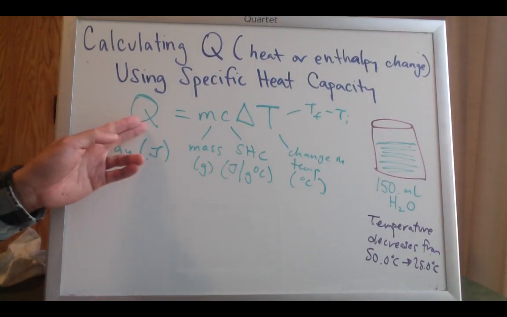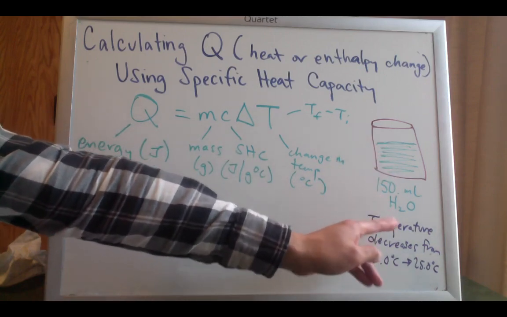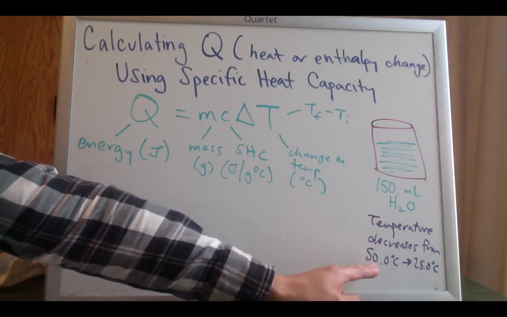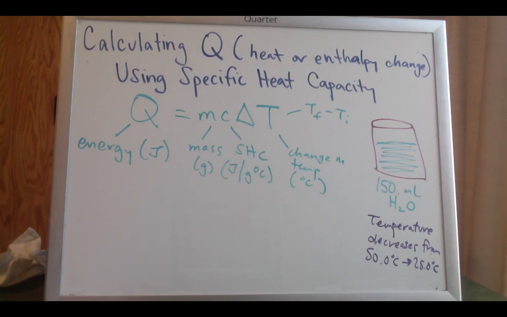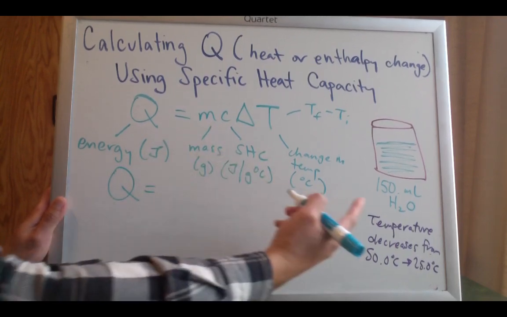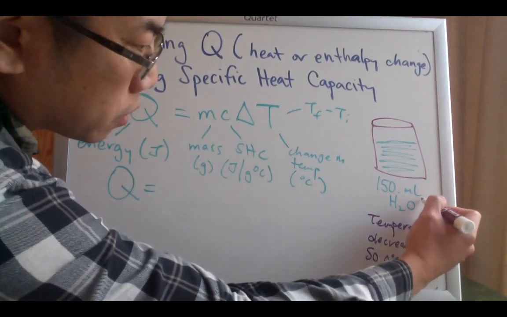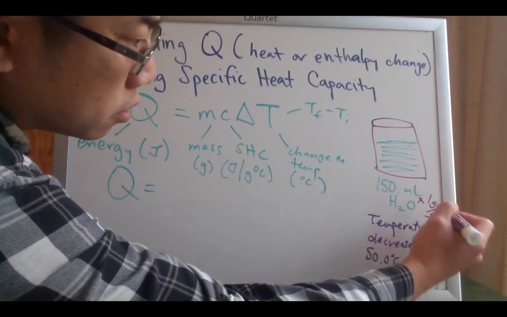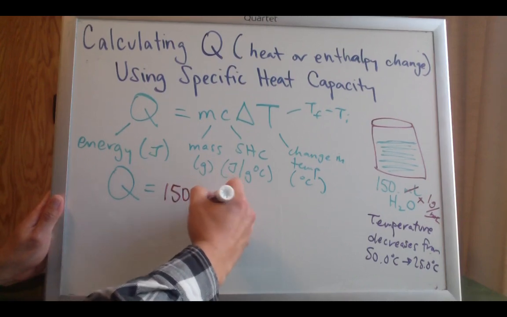So we're trying to calculate the energy here, the Q, and we're given some information. So we have 150 milliliters of liquid water, and the temperature decreases from 50.0 degrees Celsius to 25.0 degrees Celsius. So let's plug and chug this in to find out how much the energy changes. So we'll take Q equals M. We need the mass, so we have milliliters. What we can use is the density of water, since we're not given the grams. And the density of water happens to be very convenient, 1 gram per milliliter. So the milliliters will cancel out, and we'd end up with 150 grams of water.